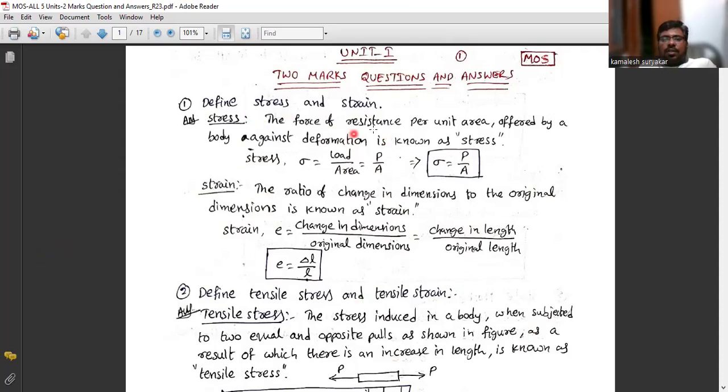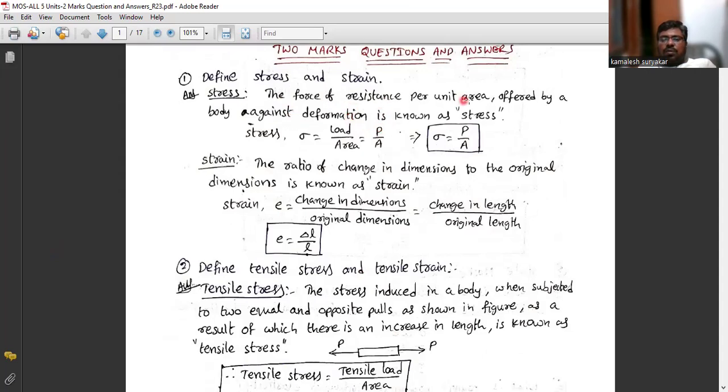Define stress and strain. This is a 2 marks question for general knowledge. What is stress? The force of resistance per unit area offered by a body against a deformation is known as stress. The symbol of stress is sigma, and sigma is load by area. The unit load acting per unit area is what we also call it.